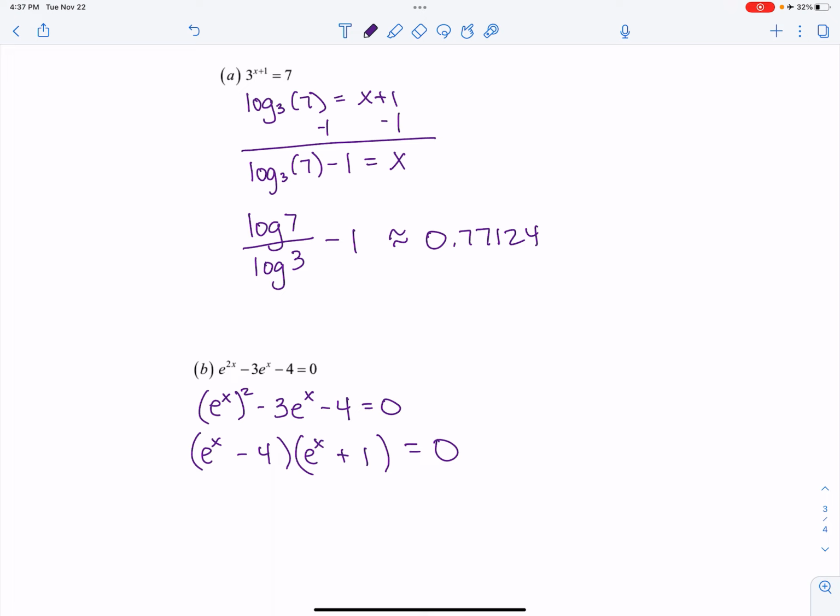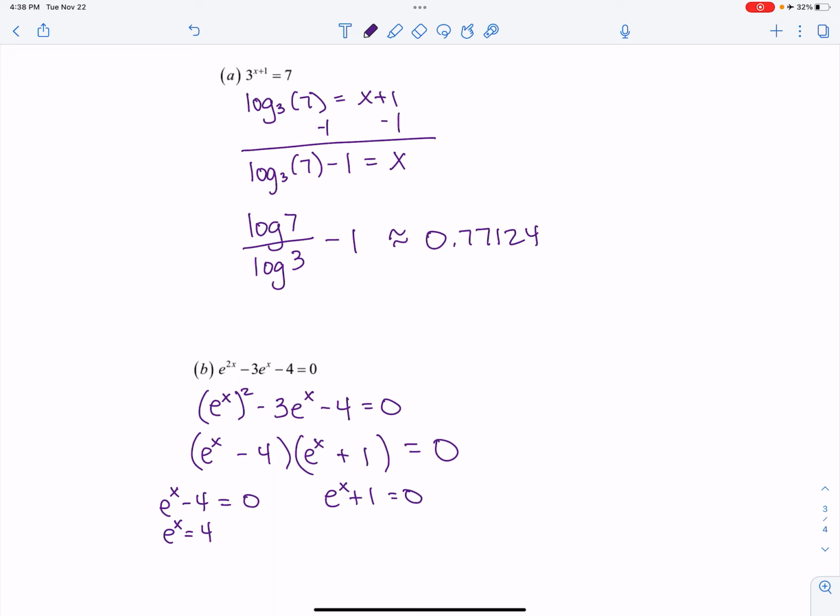But yeah, we've factored it out, and now, since I have one thing times another thing equals 0, just like when I'm factoring any other numbers this way, I set each one equal to 0. E to the x minus 4 equals 0, and e to the x plus 1 equals 0. So e to the x minus 4 equals 0. Well, that's e to the x equals 4.